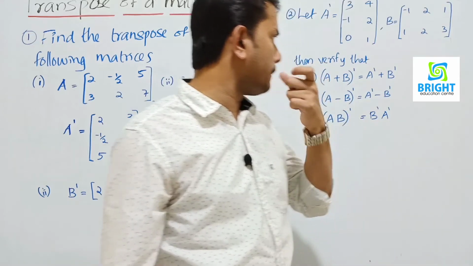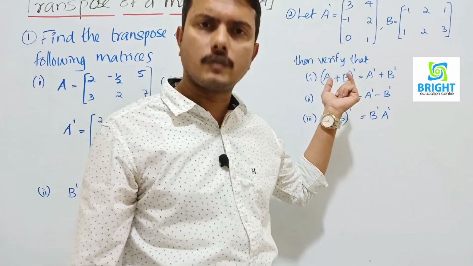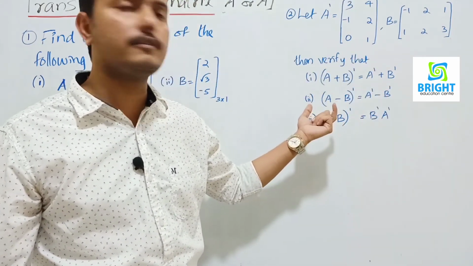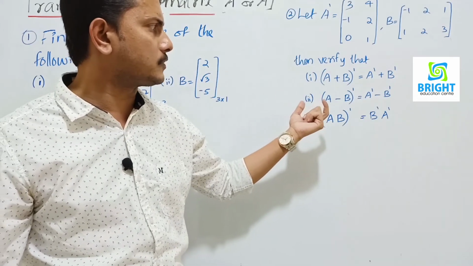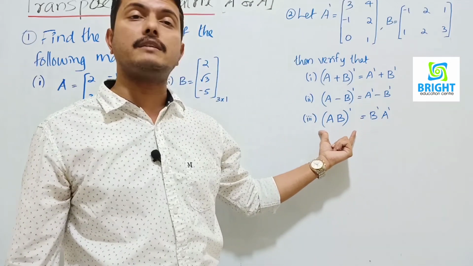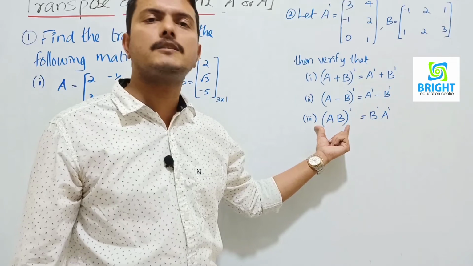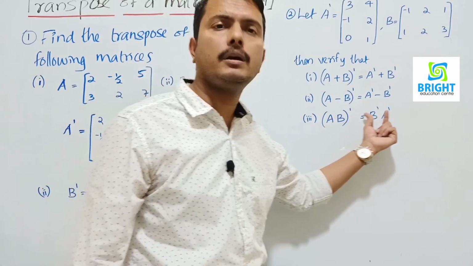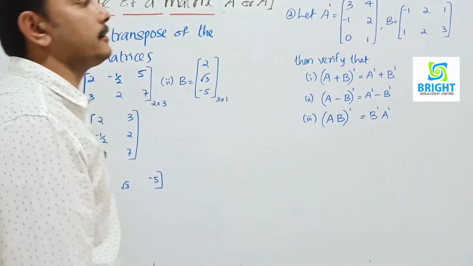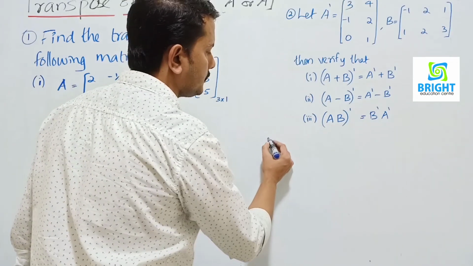And we are going to verify that (A plus B) all transpose is equal to A dash plus B dash, and we have to verify that (A minus B) all transpose is equal to A dash minus B dash. And the very important property which I mentioned is that the product AB whole transpose is equal to B dash A dash. Okay, so let's verify one by one. First of all, we'll do the solution for the first part.